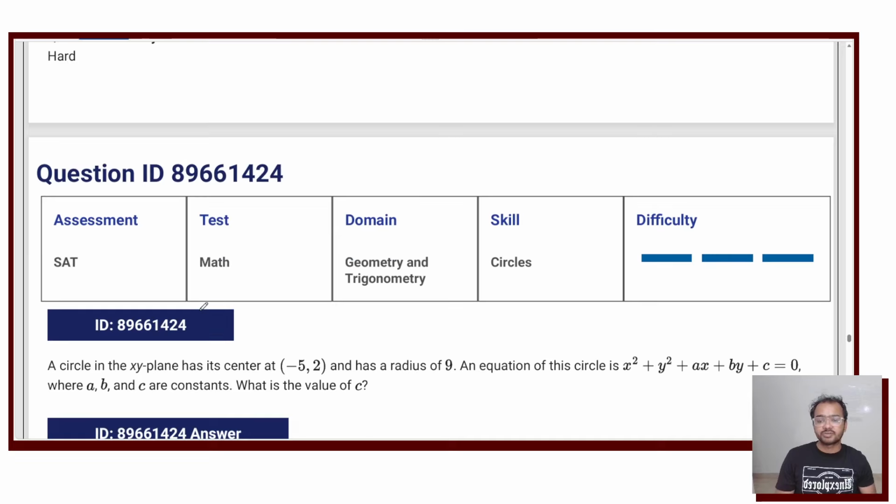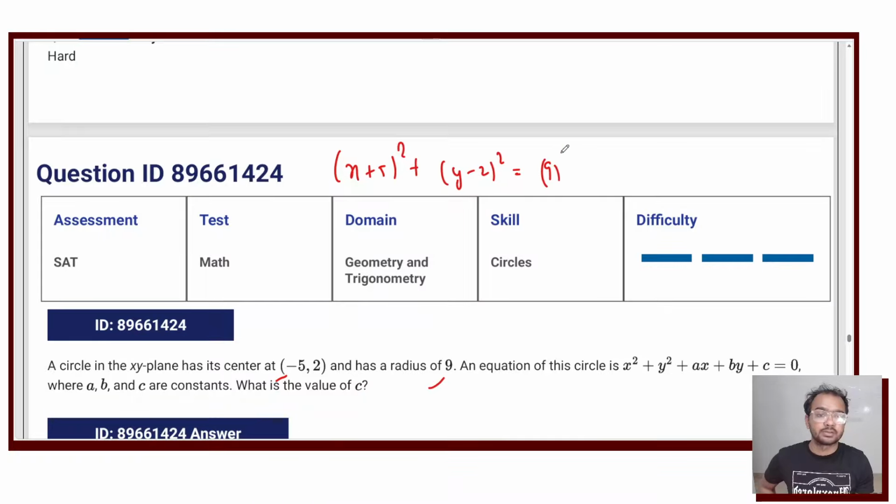Okay, so a circle in the xy plane has a center at -5, 2 and has a radius of 9. And the equation of the circle is given this way. So this time the center coordinates are given as -5, 2. So I can write the equation as x plus 5 whole square plus y minus 2 whole square equal square of 9. And if you expand this, then you will be getting this equation in this form. And then we'll be just comparing the coefficients.